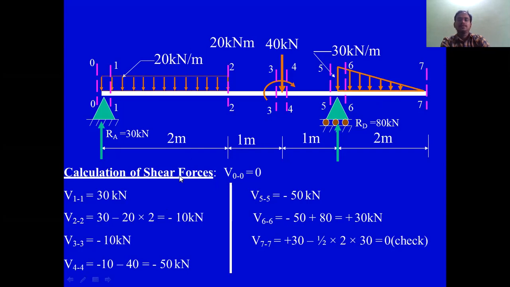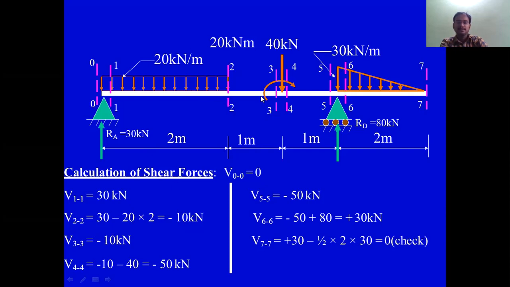At section 0-0 the shear force is 0. At section 1-1 it is 30, a positive value. At section 2-2, how will this be? This 30 minus 20 is in the downward direction. So 20 into 2, this span is 2, so it is minus 10 kilonewton. So V22 is minus 10 kilonewton.